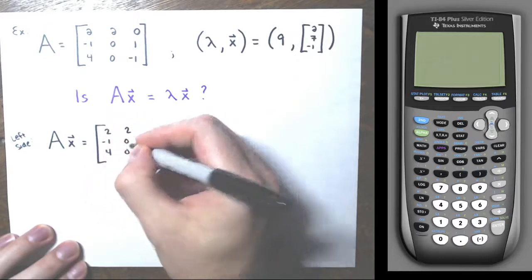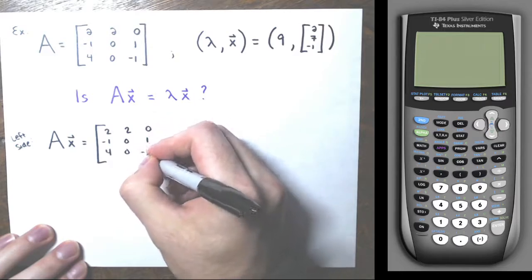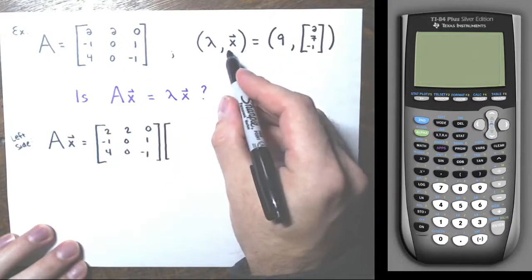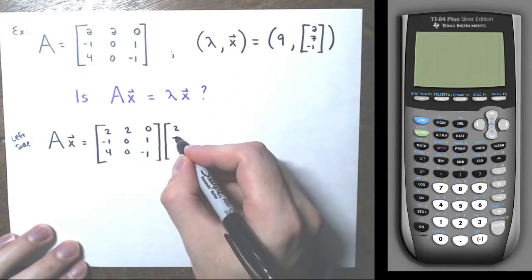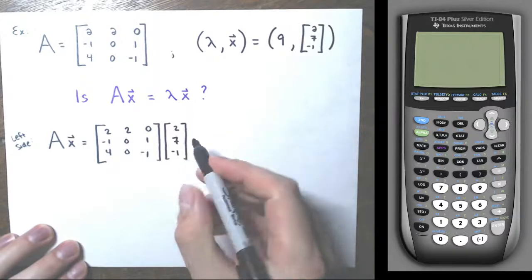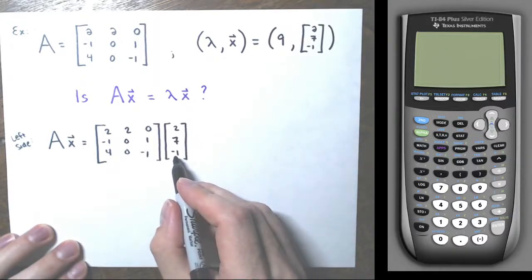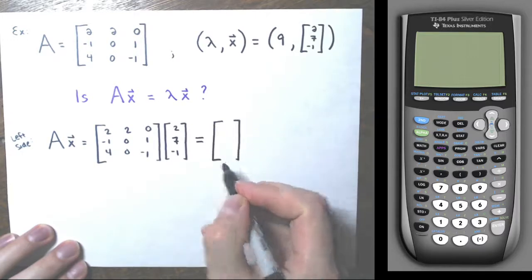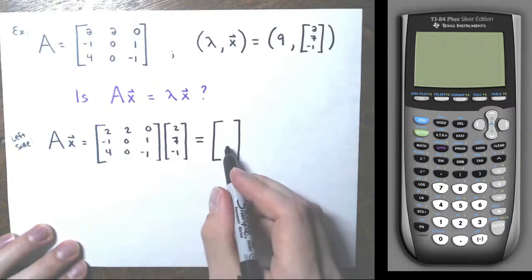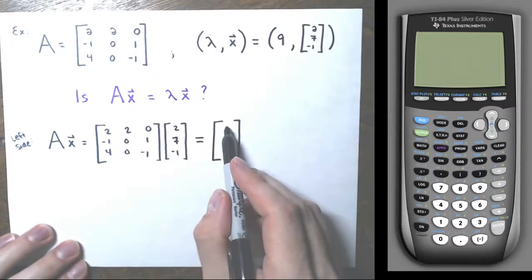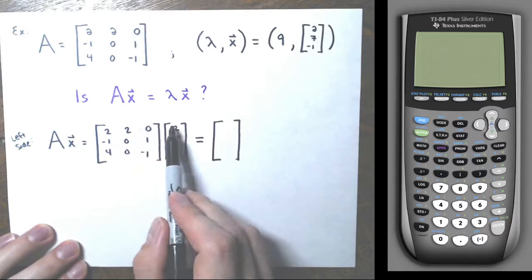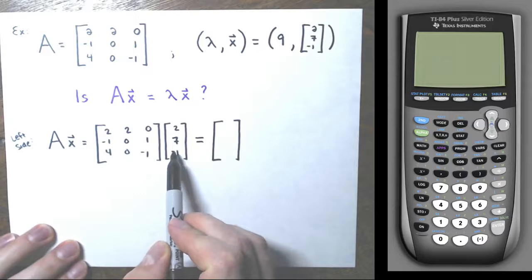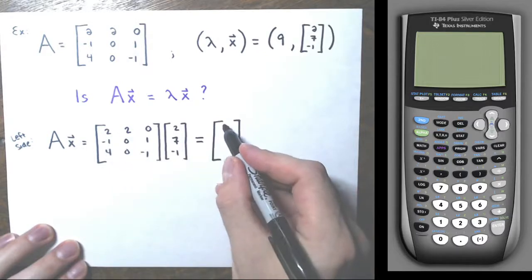2, 0, 0. 0, 1, -1, multiplied by the given vector in this pair, 2, 7, -1. So my input is a vector from R3, and the output will be another vector from R3, with 3 components. A 3 by 3 times a 3 by 1 will give me a 3 by 1. First row, first column, I end up with 2 times 2 is 4, 2 times 7 is 14, and then plus 0. So 4 plus 14, 18.